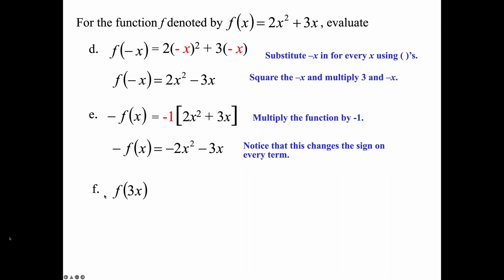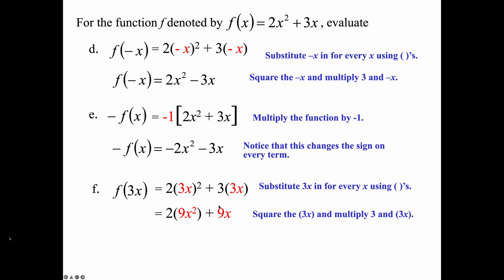Example part F, f of 3x. All right, just like we did up in D, parentheses around all my x's, but now we're going to put a 3x inside all my parentheses, and we'll simplify accordingly. So 3 squared is 9, x squared is x squared, so this becomes 9x squared. 3 times 3x, this becomes plus 9x. This 9x squared in the parentheses will be multiplied by the 2, so 2 times 9 will make that 18x squared. And there's my f of 3x. It's equal to 18x squared plus 9x.